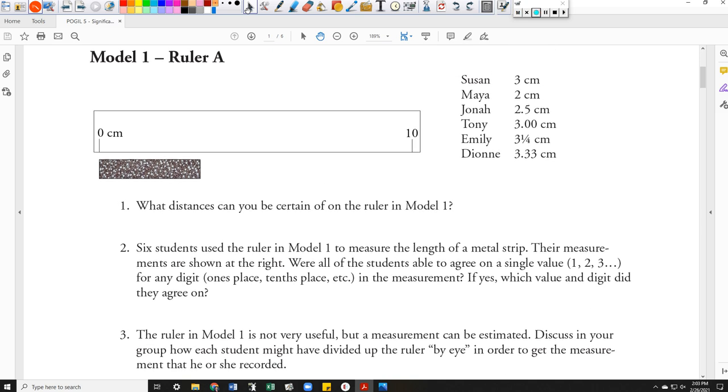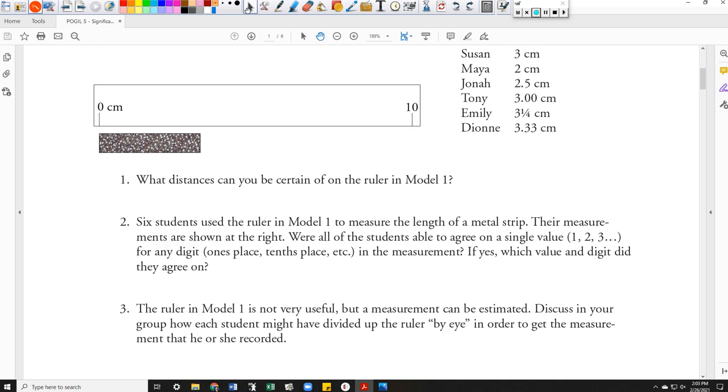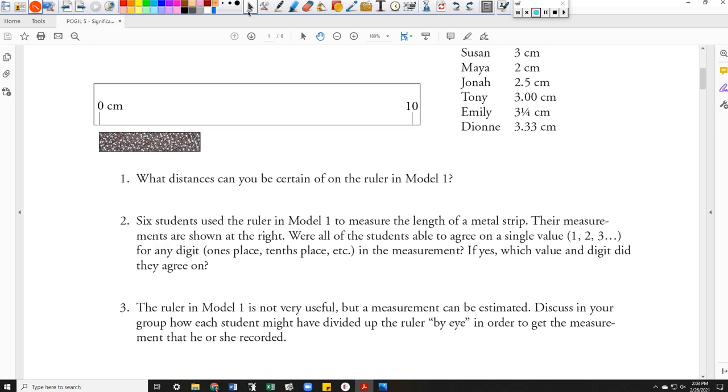So let's talk about Susan, Maya, Jonah, Tony, Emily, and Dion. There's no right or wrong answer. This is an honest, genuine question, and you get to pick. How many of you would have agreed with Susan and written 3 centimeters down? Again, no right or wrong answer. I'm genuinely asking who you agree with.